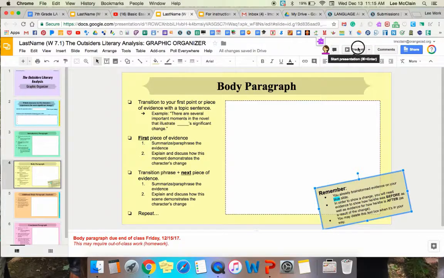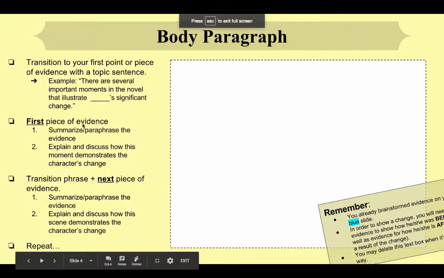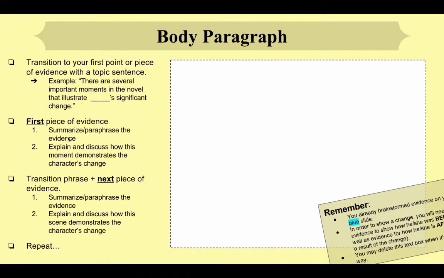Going back to what I was saying, you're going to then present your first piece of evidence, summarize or paraphrase the evidence and give the direct quote as well. Then, after you provide the evidence, you need to then explain and discuss how this moment demonstrates the character's change. And then move on to your next piece of evidence.